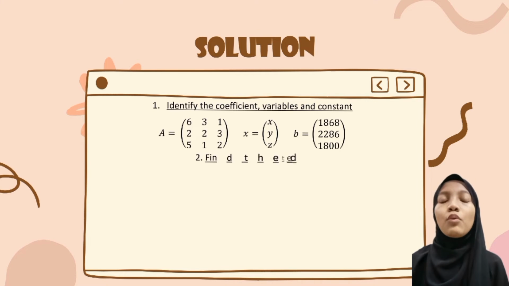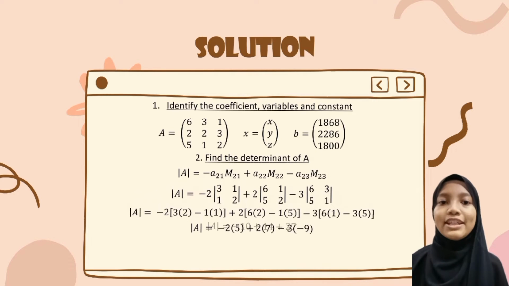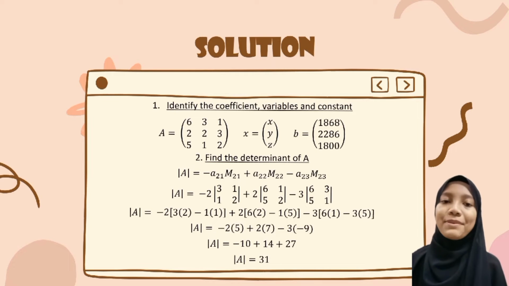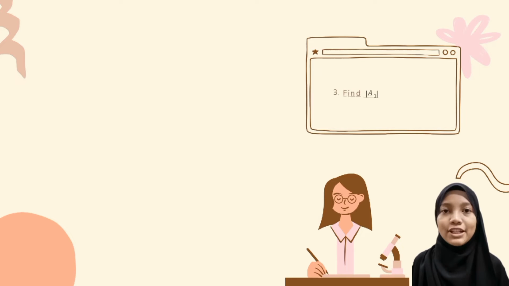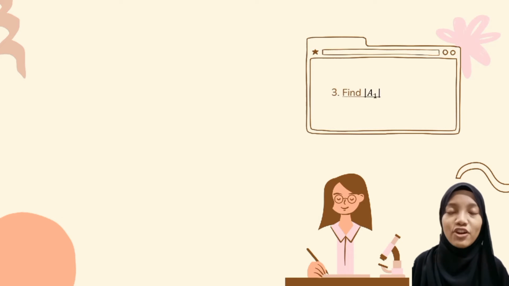Okay, for the second step we will need to find the determinant of A. To find the determinant of A, we will need to use the cofactor expansion method. Hence, by using it step by step, we will get the determinant of A is 31. And for the third step, we need to find the determinant of A1.